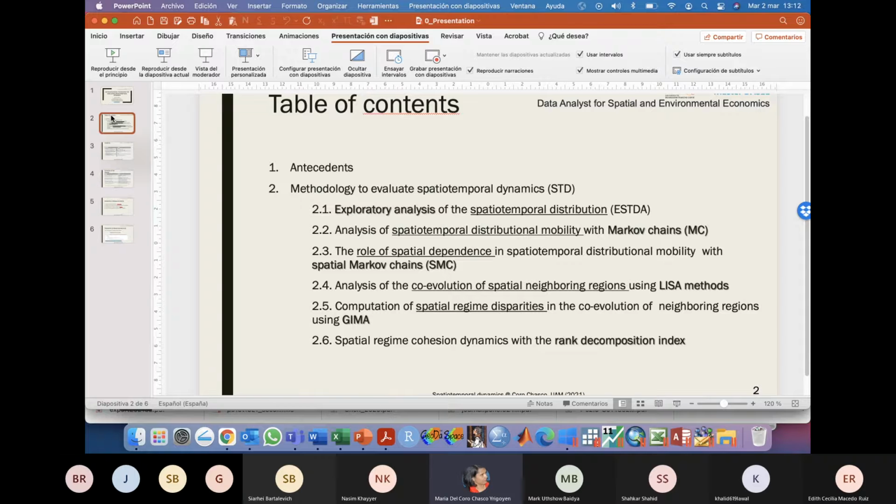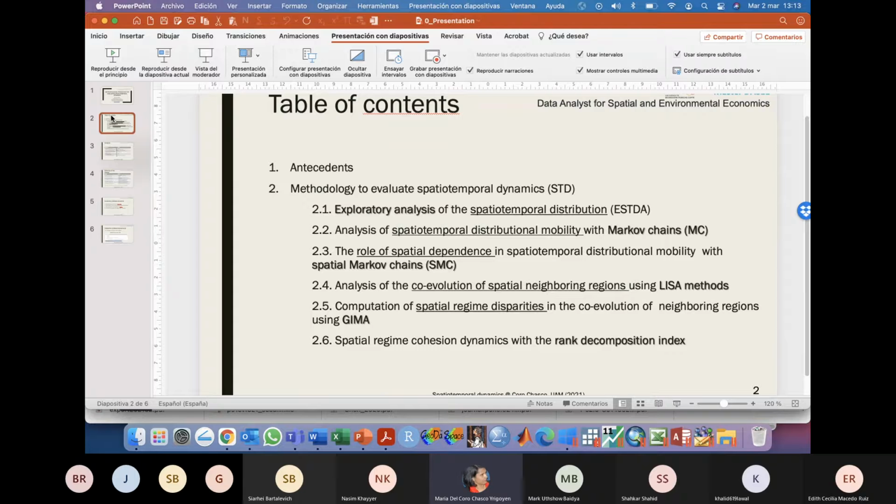In the second and third steps of this methodology, I will revise the analysis of spatiotemporal distributional mobility with Markov chains. Perhaps many of you have heard about Markov chains. This is what we are going to revise here. And we will add the role of spatial dependence, so you can add spatial dependence to this distributional mobility inside the Markov chains. This is what is called spatial Markov chains.